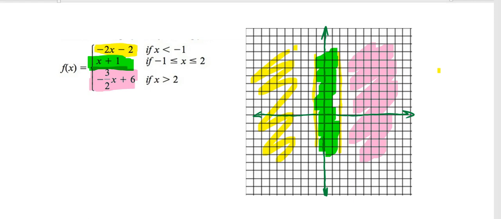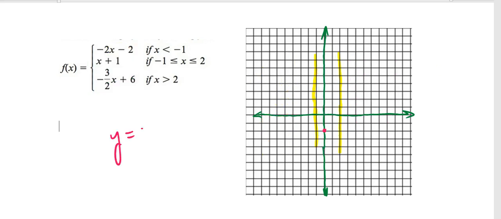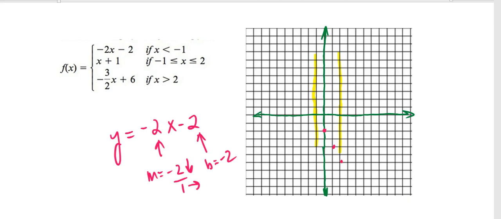So let's first look at when we have x's that are less than negative 1. I construct my line. My y is equal to negative 2x minus 2 line. So my slope is negative 2. I'm going to go down 2 to the right 1, and my y-intercept is negative 2. So I went ahead and graphed the point negative 2 on the y-axis, and I'm going to go down 2 to the right 1. I could also go up 2 and then to the left 1. So you can see my line.